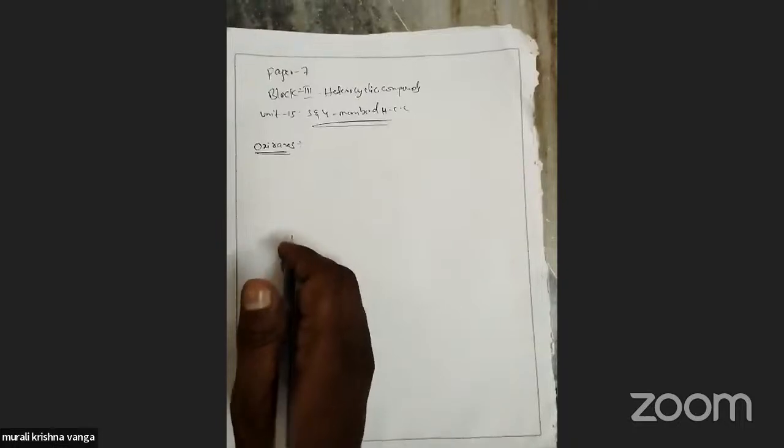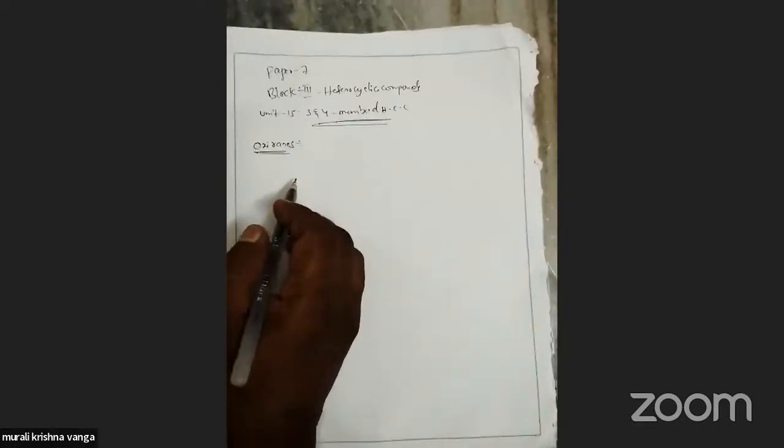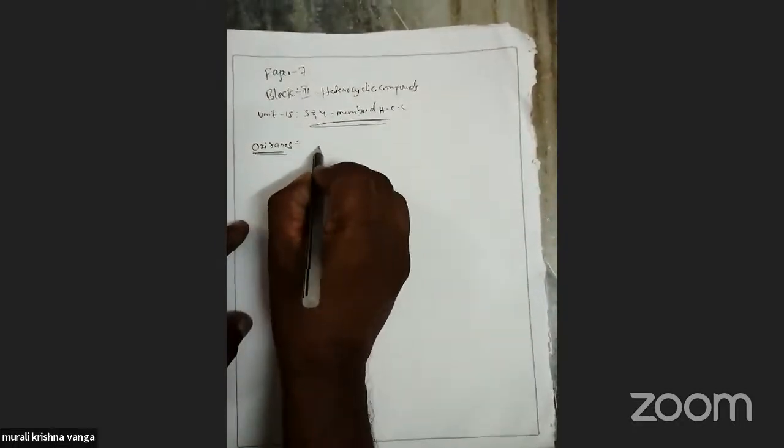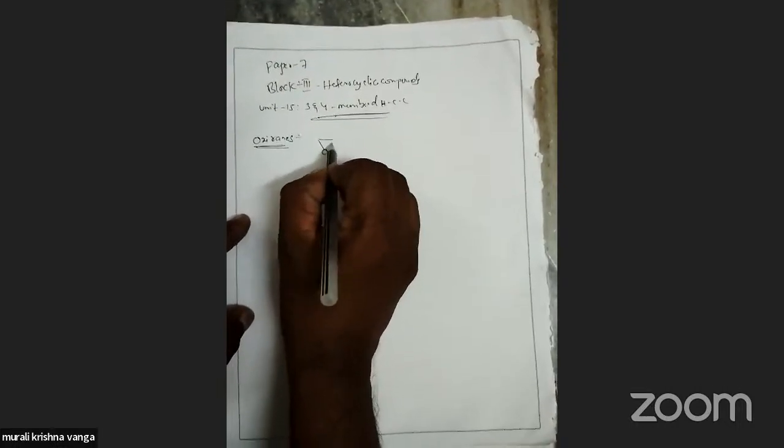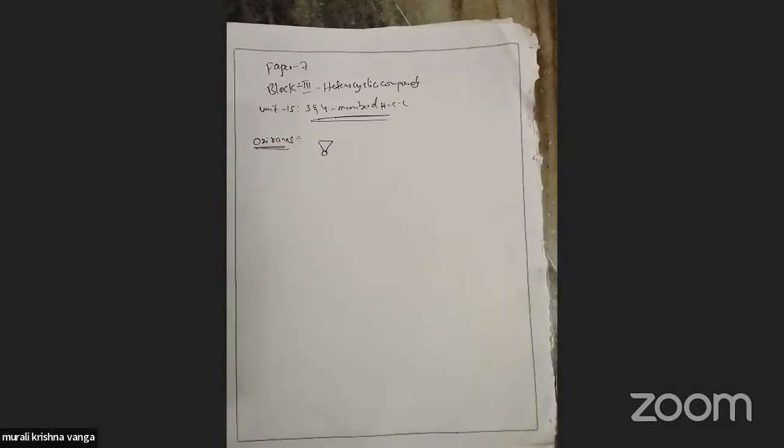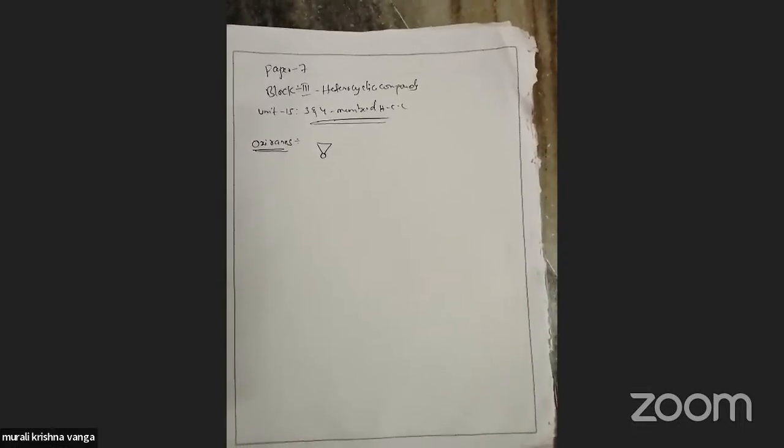First, we are discussing how many compounds? Around six compounds are there. We are discussing them one by one. The first one is oxiranes. Oxiranes are the saturated three-membered oxygen containing heterocyclic compounds.